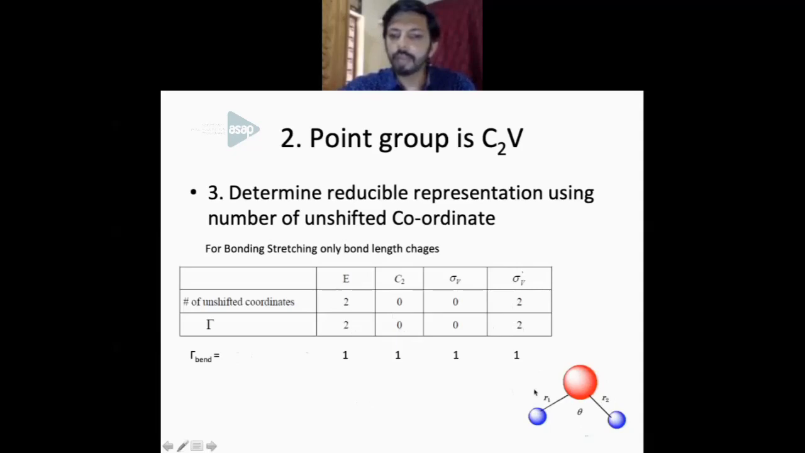This is the case of stretching vibration. And in the case of bending vibration, we are taking only theta. Under E, theta is not changing, so that is 1. Under C2, theta is not changing, that is 1. Then sigma V, again theta is not changing, and sigma V dash, again theta is not changing.